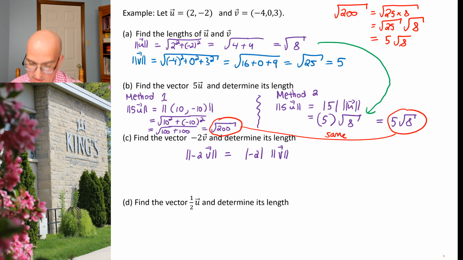So I got a 5 for the length of v, and now the absolute value of negative 2 is positive 2. So we get 10. And you could compare that to what you would get if you would simplify first. So create the vector negative 2v, which is 8, 0, negative 6. Then plug that into the length formula. So 8 squared plus 0 squared plus 6 squared. So 64 plus 0 plus 36, you get 100, and then take the square root, you get 10.